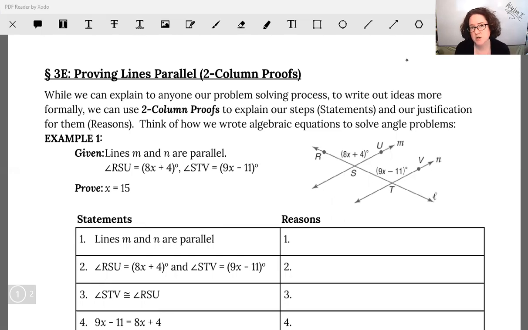So we're actually going to start with a practice problem from a couple lessons ago where we are given parallel lines and we have to solve for x. So we've already done those problems. Let's just look at another way to write these out.